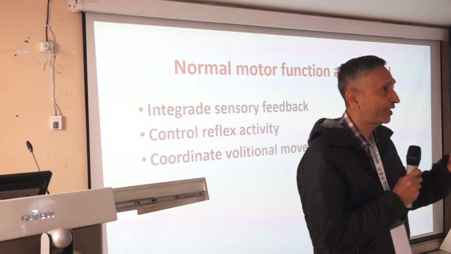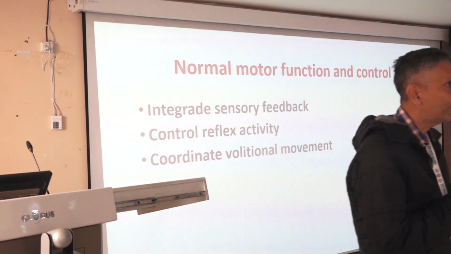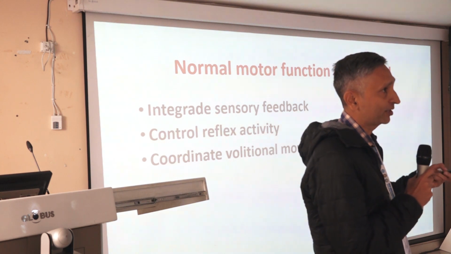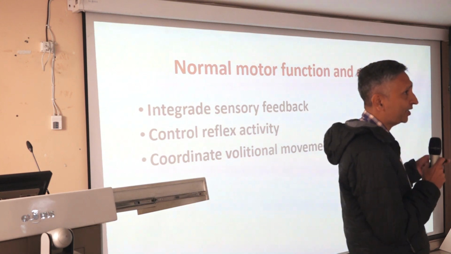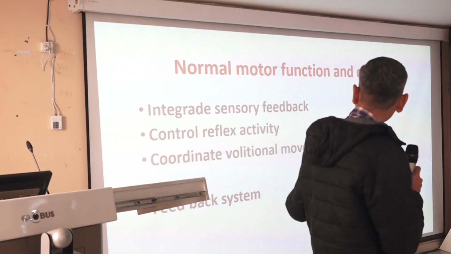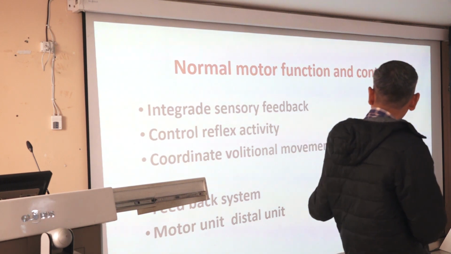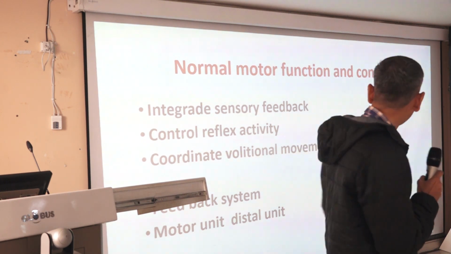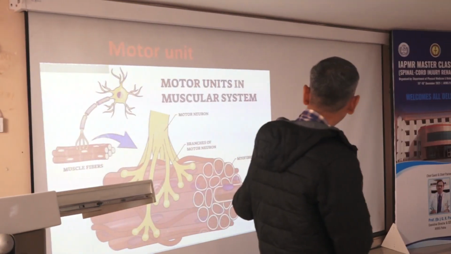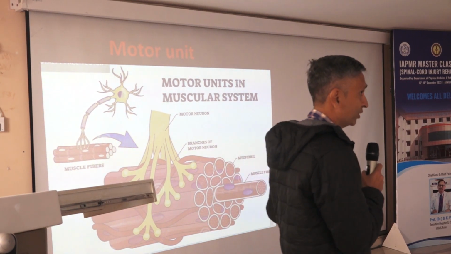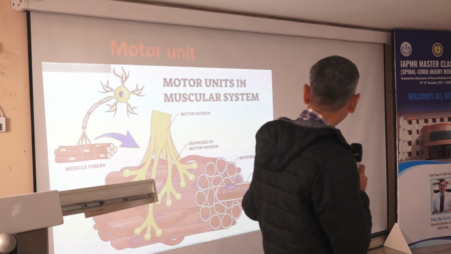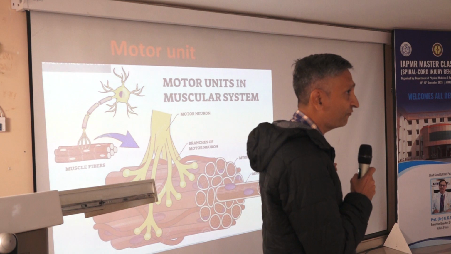So feedback is at a cortical level, a subcortical level, at a brainstem level, and at a lower level, the motor unit level. By this feedback, proper motor control is occurring. It's by a feedback system. As you all know, the distal unit is the motor unit. A motor unit consists of an alpha motor neuron and its muscle fibers. The number of muscle fibers will be different in different motor units according to the purpose and function of the motor unit.